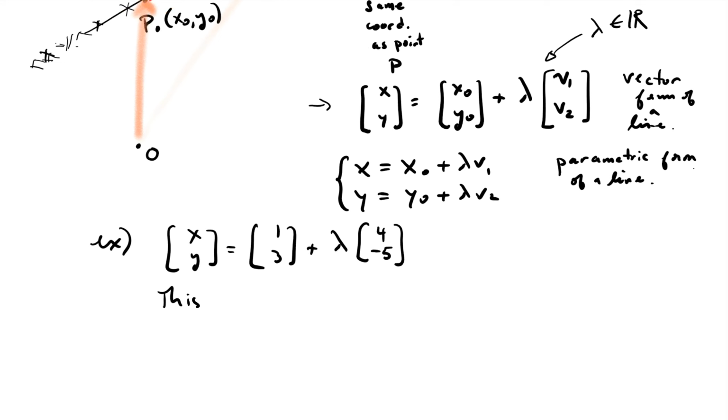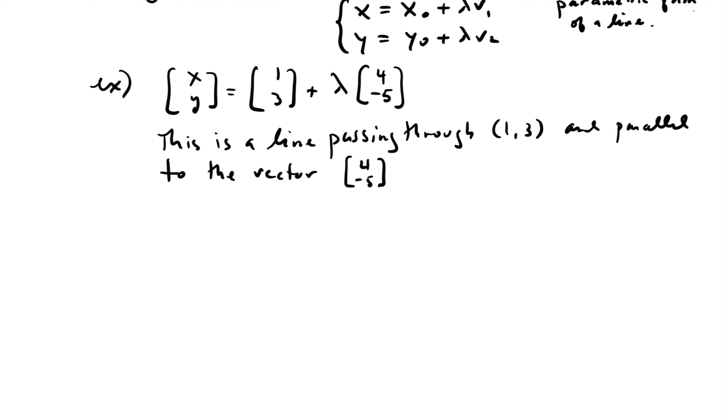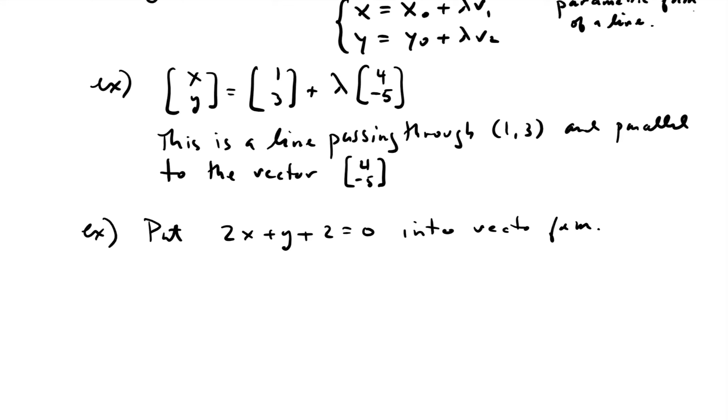There you have it. Line passing through (1, 3), parallel to (4, -5). Here's another example. We're going to take the line 2x + y + 2 = 0. I want to put this into vector form.